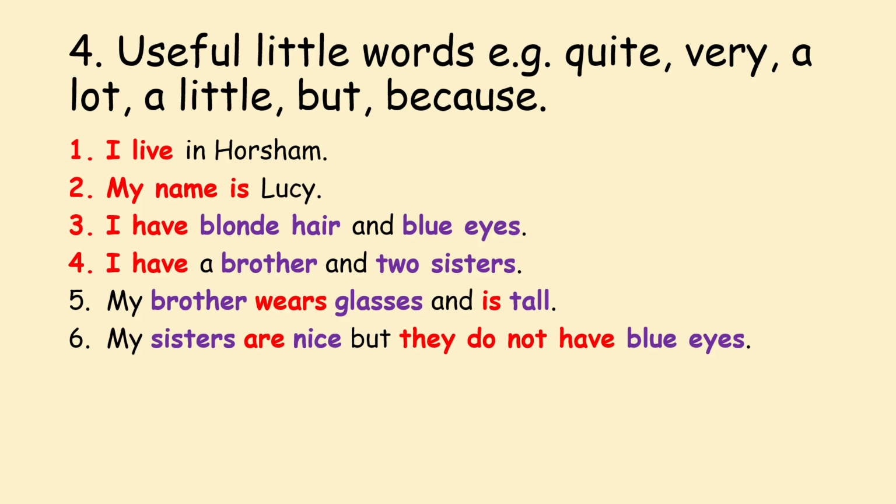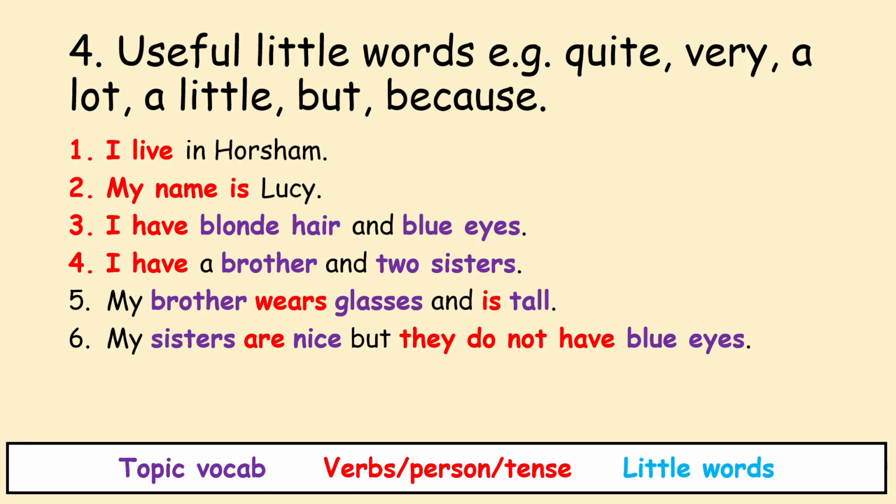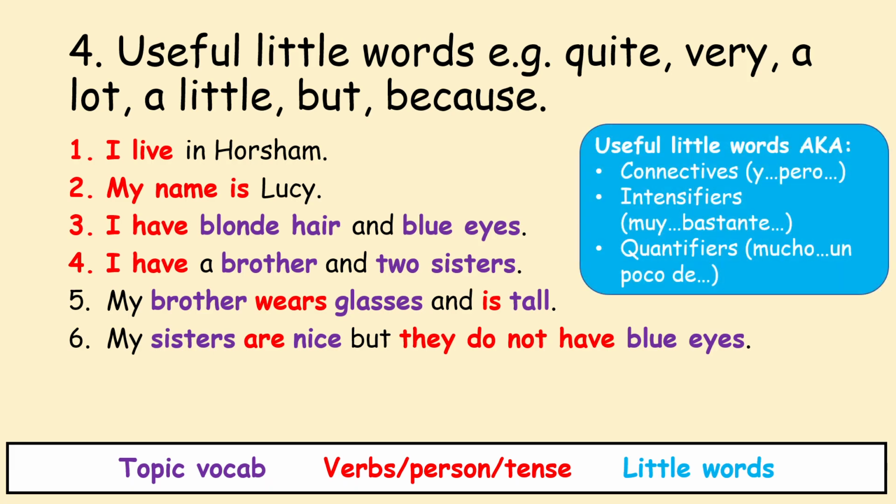Okay, so we have highlighted them in blue. And these little words are also known as connectors, such as y and pero. Intensifiers, so that's to give more emphasis to something. So muy, bastante. Muy meaning very, bastante meaning quite. And quantifiers, that's to tell us how much of something there might be in a sentence. Mucho meaning a lot, and un poco de meaning a little bit.